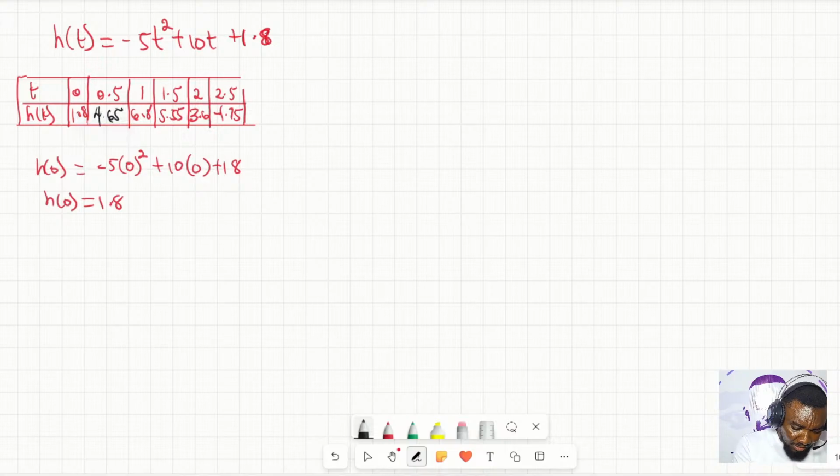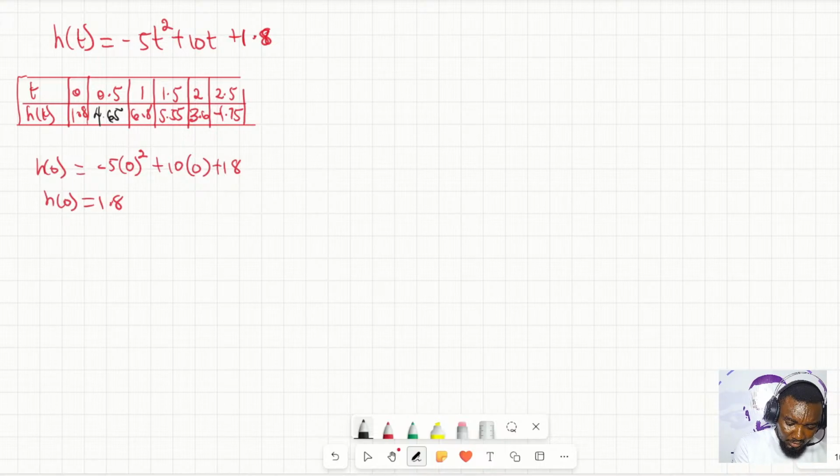So 2.5 is 11.75. Oh, okay. Check the 2.5 again. Should it be 11.65? So you have negative 5 multiplying 2.5 all squared plus 10 multiplying 2.5, and then plus 1.8 multiplying 2.5. So that should give us negative 7 over 4, which is negative 1.75.